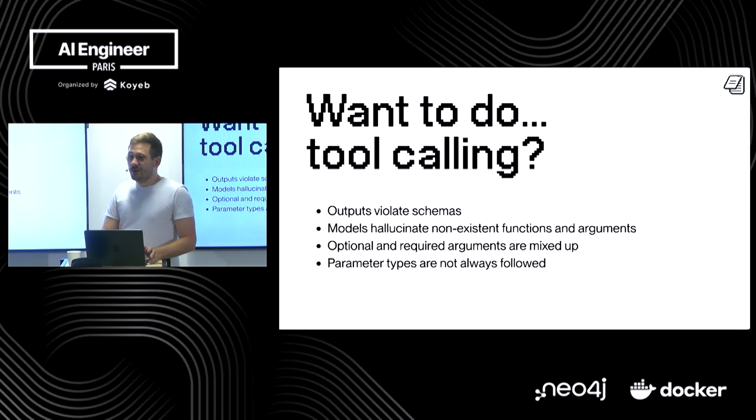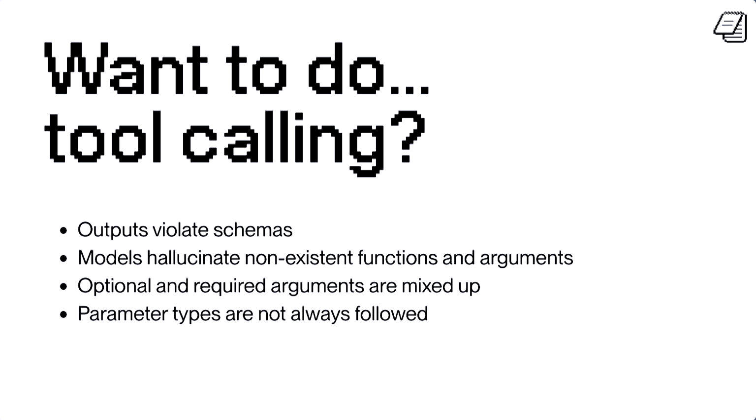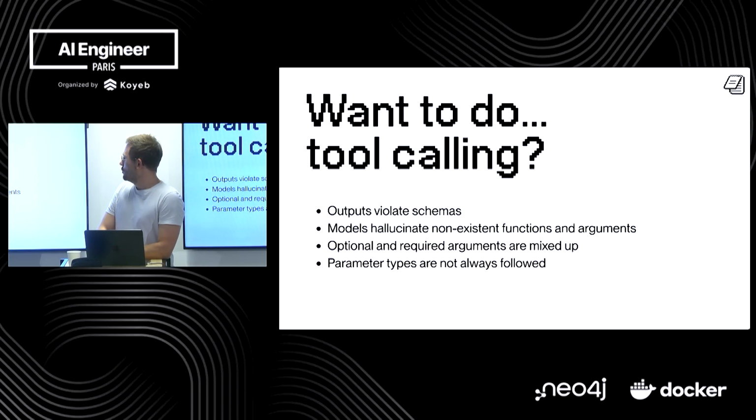If you want to do function calling with small open source models, or even open source models in general, you'll get outputs that violate the schemas. If you have complex nested functions, it will completely mess up the end. The parameter names are not going to be correct. It will mix optional and required arguments when you can specify optional arguments. It will hallucinate non-existent functions when you have really many functions, and parameter types are not always followed. So that's the first difficulty.